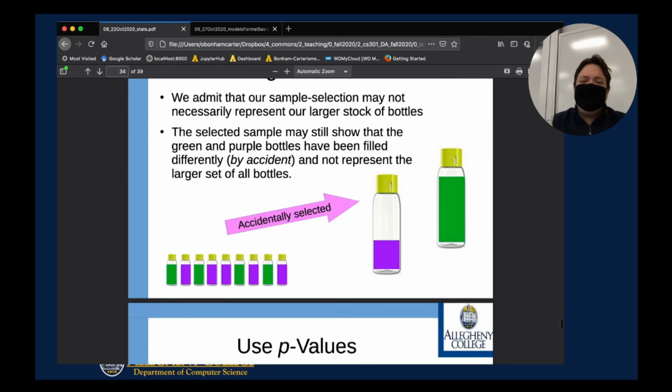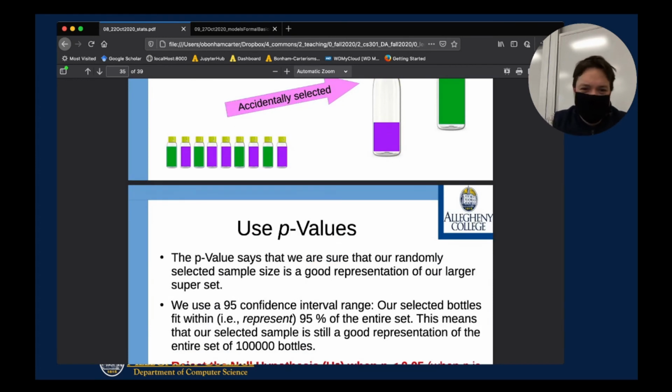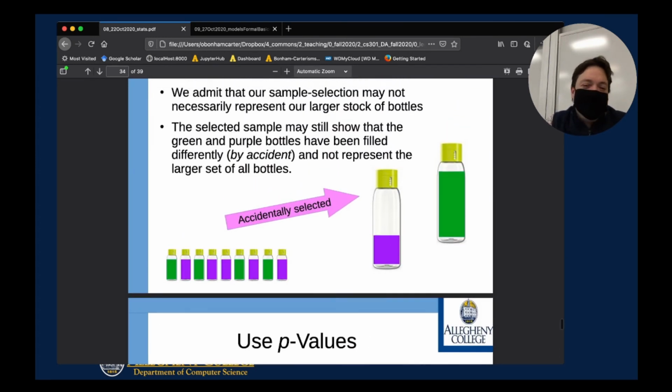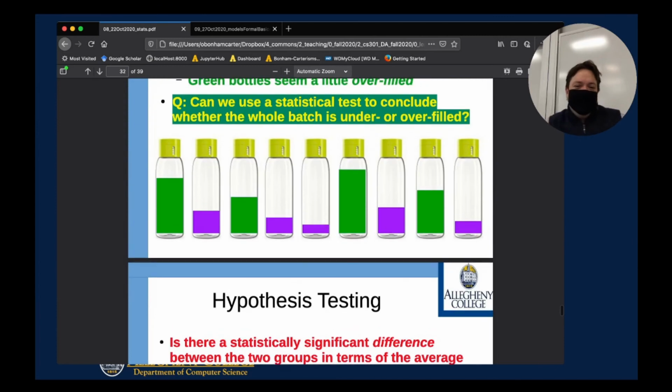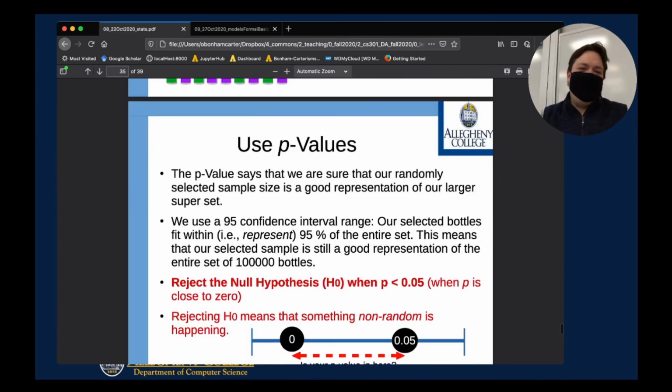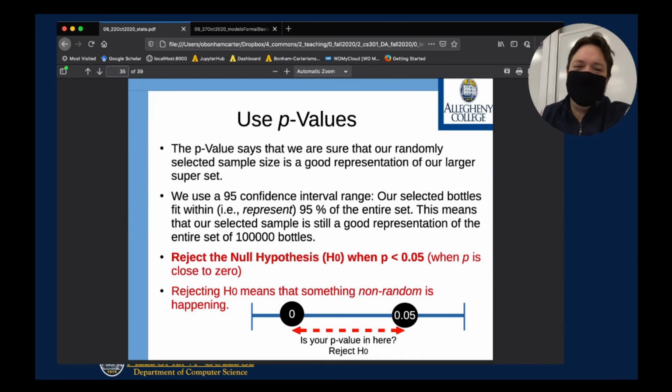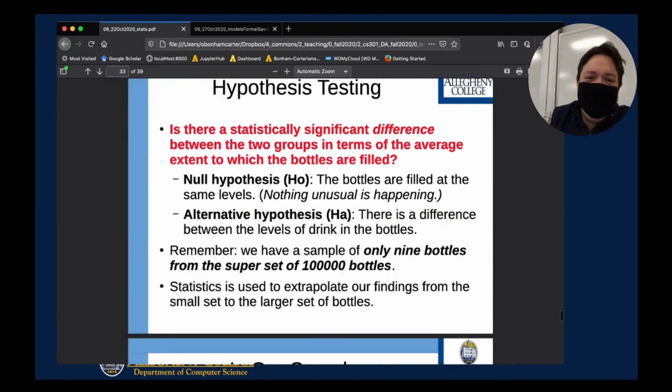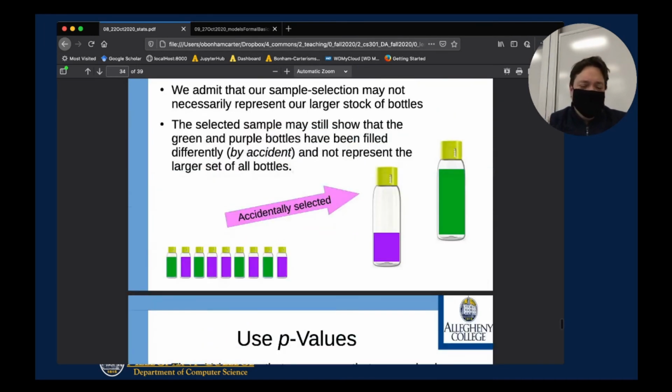Did something happen perhaps where we chose bottles which just happened to have different levels like this, so that when we selected them, these are the ones that actually have the most noticeable differences? But actually, in truth, all bottles are more or less the same. So we're going to use p-values, and p-values answer the two questions that we came up with here, the null hypothesis and the alternative hypothesis. That's how we answer this question.